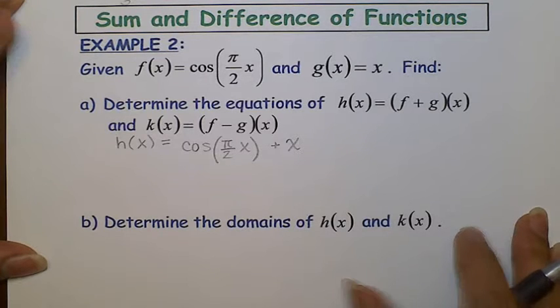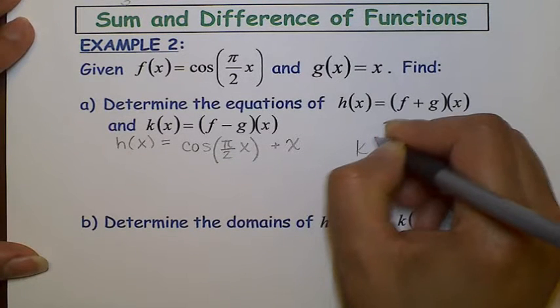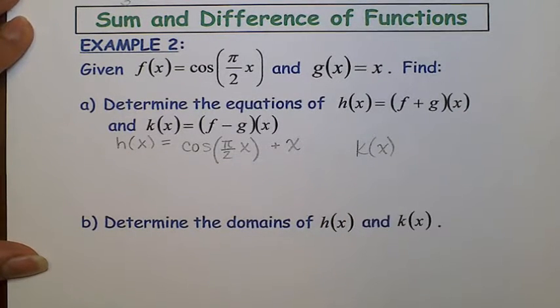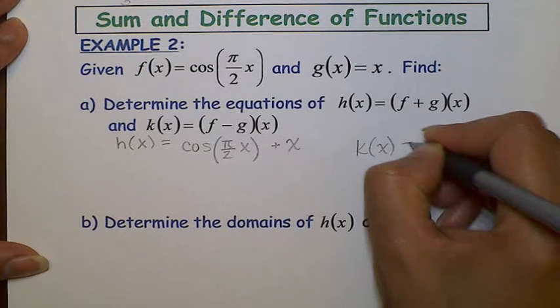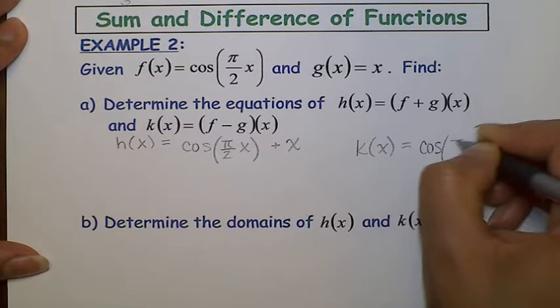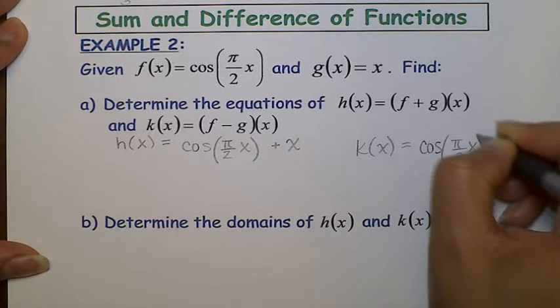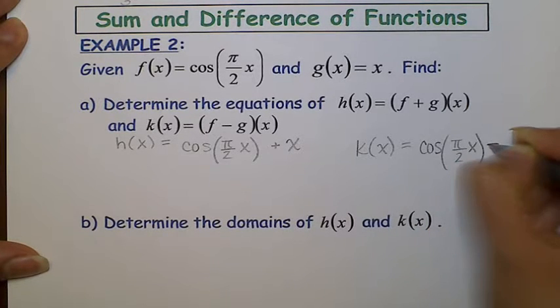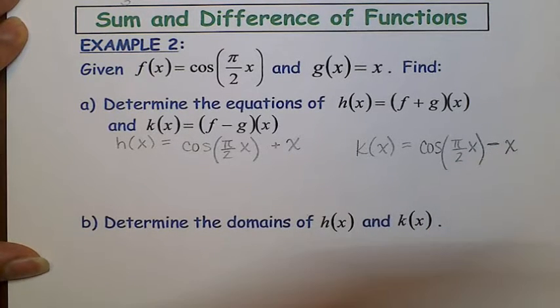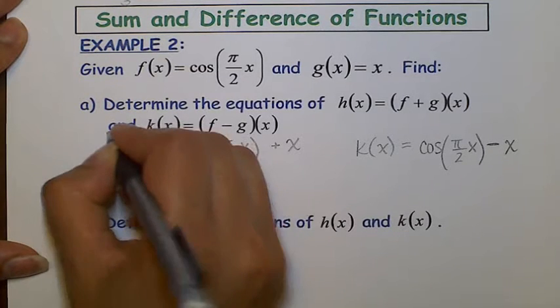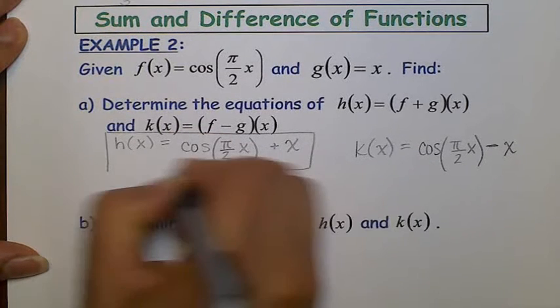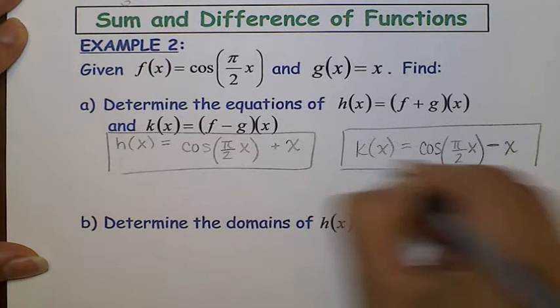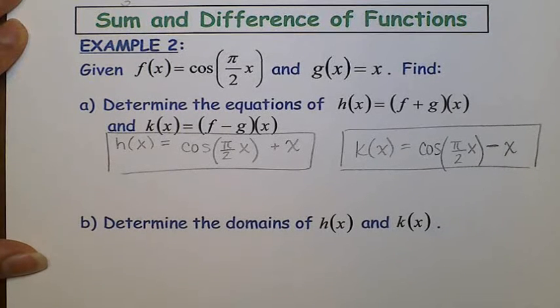Okay, and then let's look at k of x. That looks at the difference between the two functions. So I'm going to look at cos of pi over 2x minus just x. So there's our sum function and our difference function: adding f of x and g of x, and subtracting g of x from f of x.